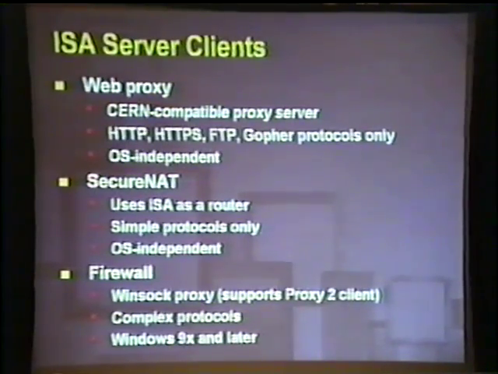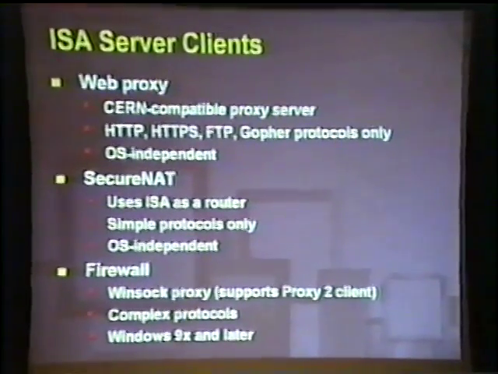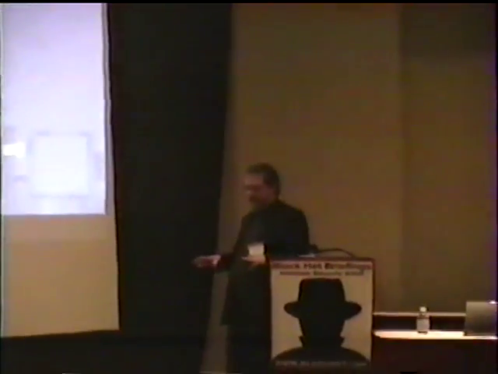The SecureNAT client is new, there's no comparable client configuration in Proxy Server 2.0. The SecureNAT client is a computer whose default gateway is configured to route internet-bound requests to the internal interface, the LAN interface of the ISA server. That's it. That's a SecureNAT client, okay. Which makes it a transparent proxy client.